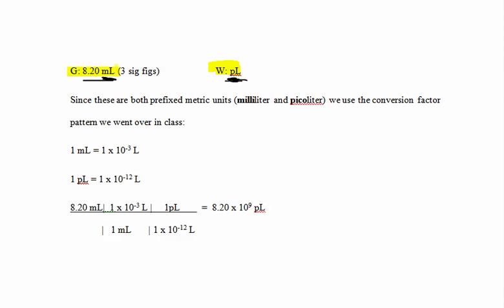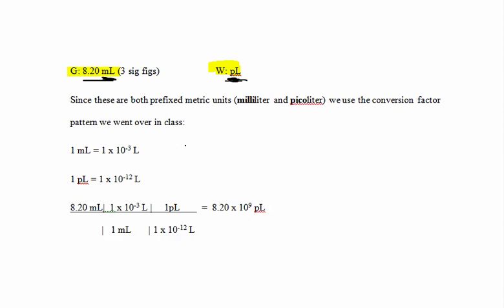Now, I also want to point out that our given value has three significant figures, and I'm going to include three significant figures in my answer as well, since my conversion factors are going to be exact. Now, the key to doing dimensional analysis is figuring out the conversion factors that take us from our given, which is milliliters, to what we want, which is picoliters.